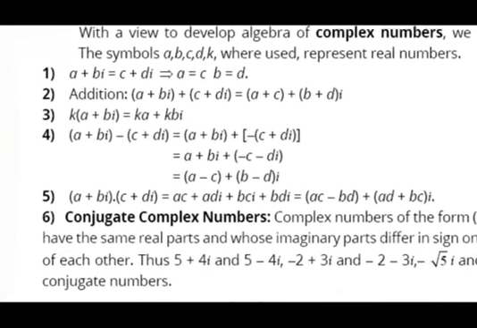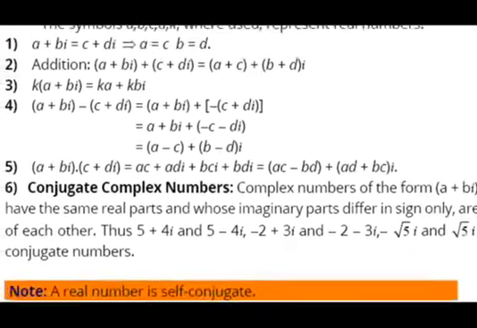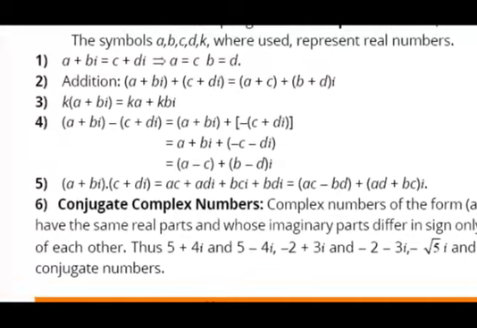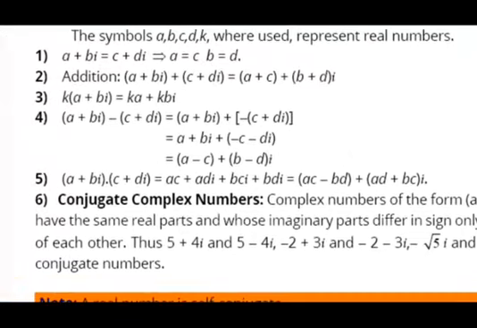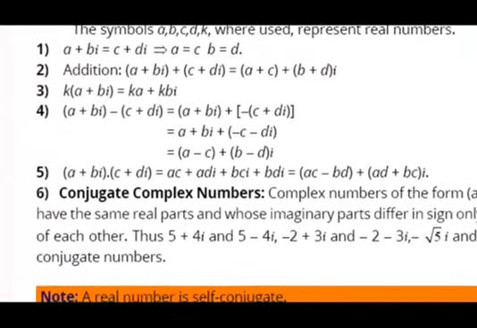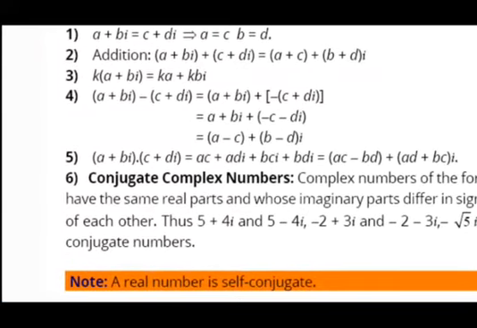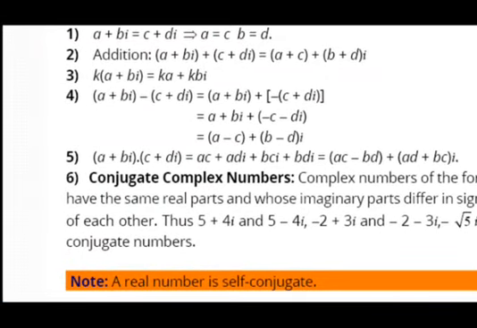In 3, if we multiply a complex number with any number k, it multiplies both the real and imaginary parts. Next, property 4, a plus b iota minus c plus d iota. At the end you see real part minus real part and imaginary part minus imaginary part.